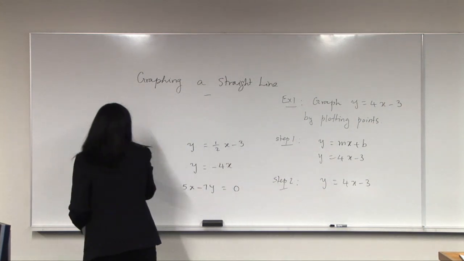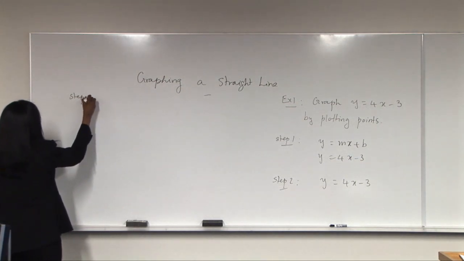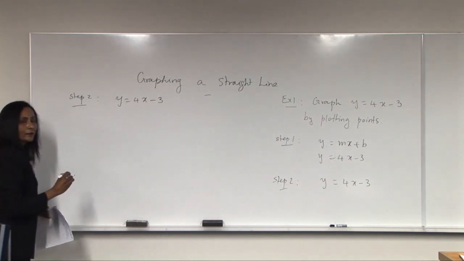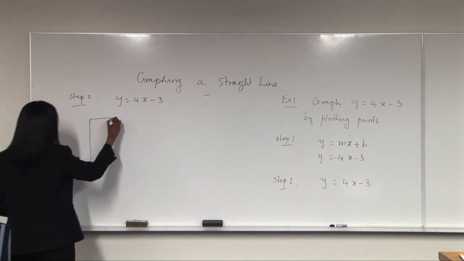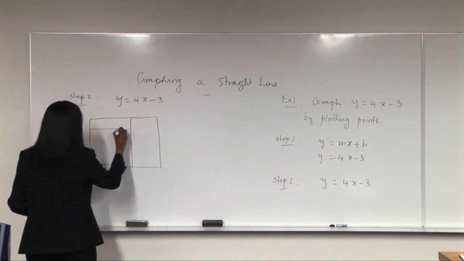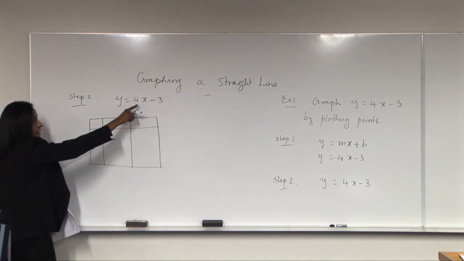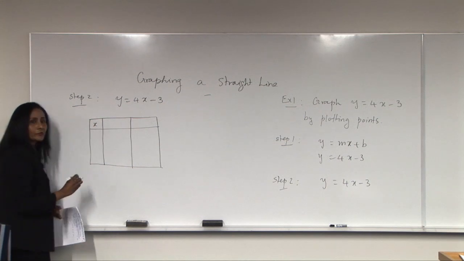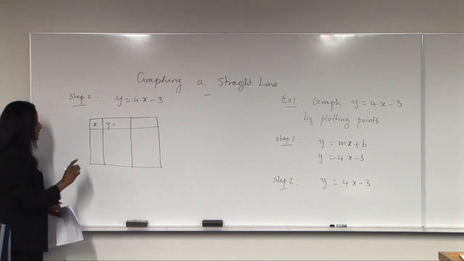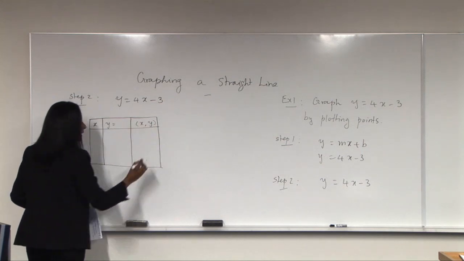Let me do it here. So the equation is y is equal to 4x minus 3. So I'm going to do a chart to find the ordered pairs. So first I'm going to give some values for x, and then I'm going to find the corresponding values for y. And then I'm going to do the ordered pair x comma y.